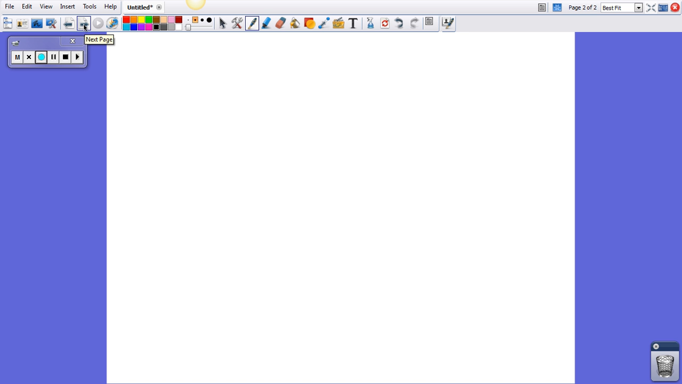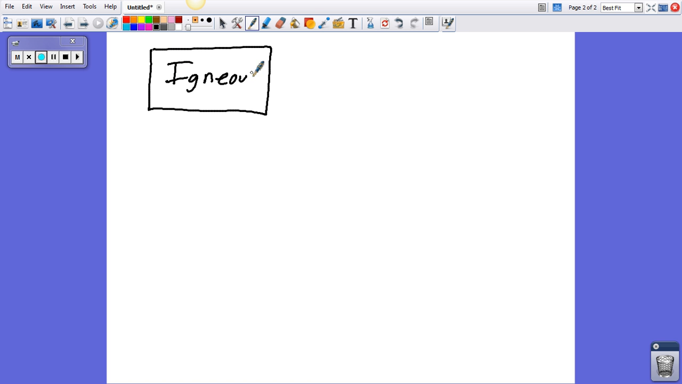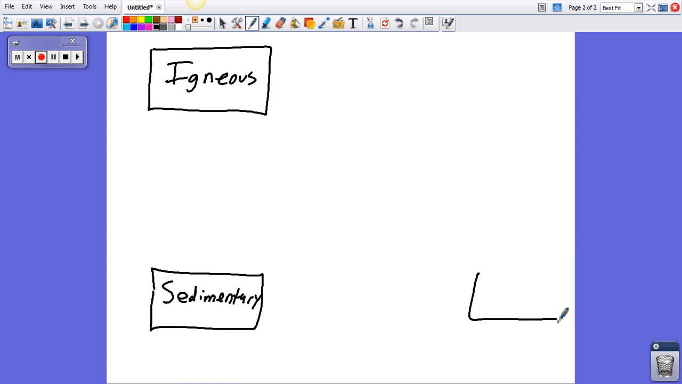Now I'm going to assume that you do have a basic understanding of the three major types of rocks and how they're formed, but we're going to put this in cycle form so you can see how we get from one type to another. I'm going to start by listing out the three main types of rocks: igneous, sedimentary, and we'll come over here in this corner to draw out metamorphic.